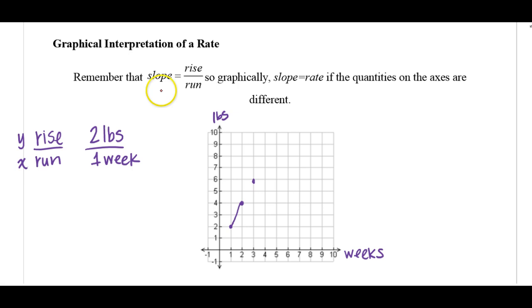over run. Let's do that in a different color. I would go up 2 units, but my units are pounds, so this is 2 pounds. And then I would run over 1 week. So graphically, my rate is just the slope. In this case, this represents an average rate of change. On average, I lose 2 pounds in 1 week. And we'll get into the difference between an average rate of change and an instantaneous rate of change.